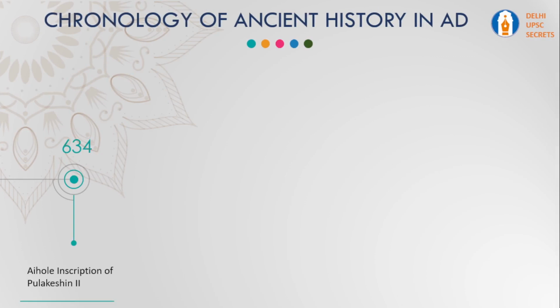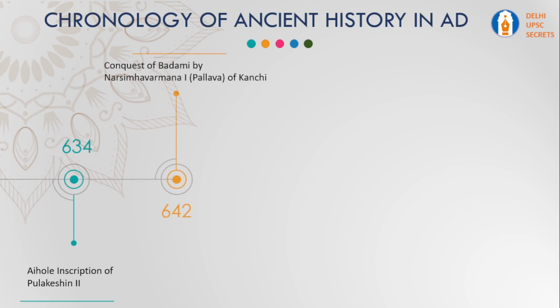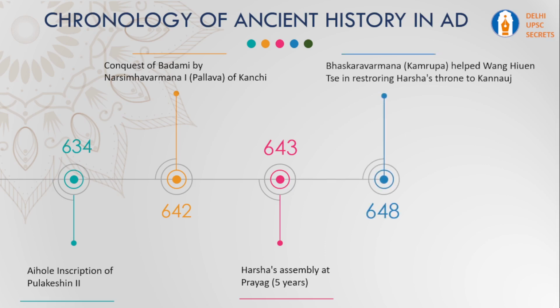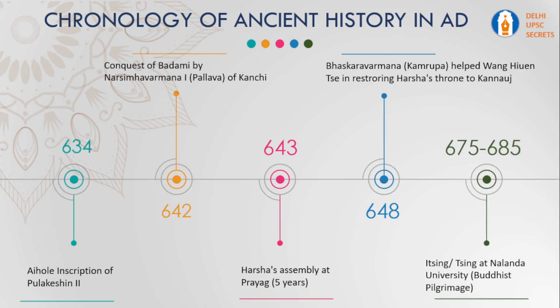Then 634 is the period of the Aihole inscription of Pulakeshin II. 642 AD is the conquest of Badami by Narasimhavarman I, the Pallava king of Kanchi. Then 643 AD, Harsha's assembly at Prayag. Then Bhaskaravarman helped Hiuen Tsang in restoring Harsha's throne at Kanauj, which happens in 648 AD. 675 to 685, you see Itsing at Nalanda University.